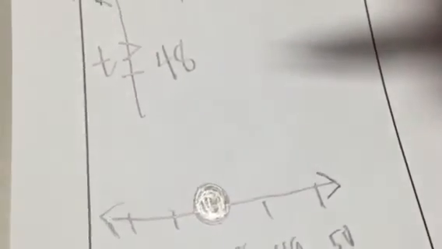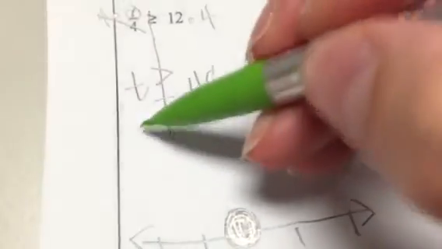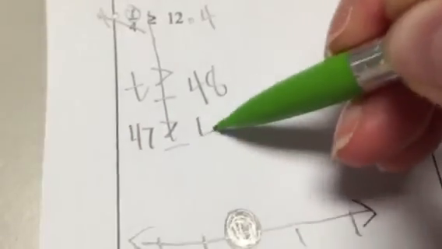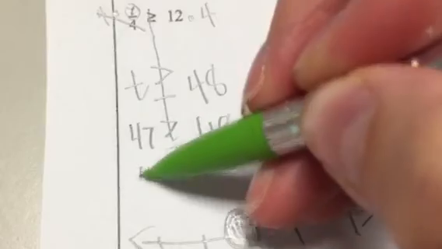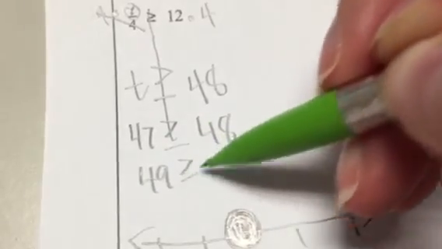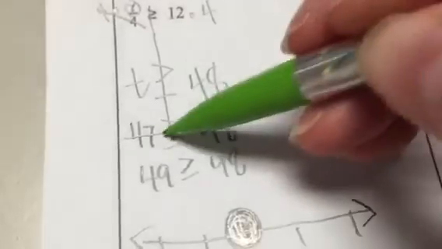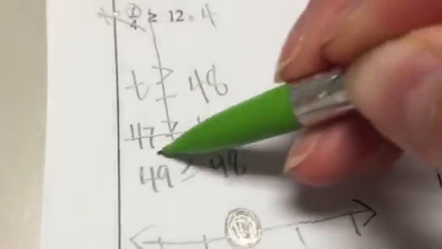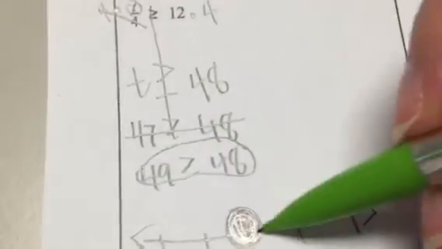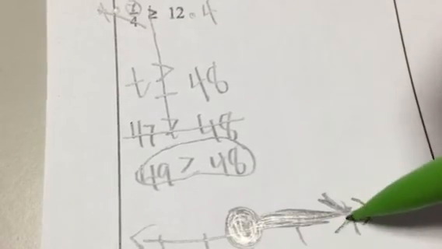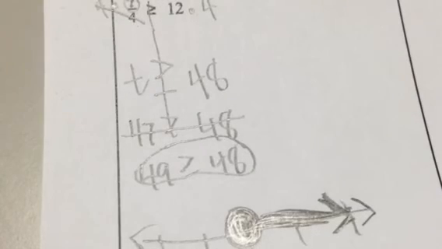Then I'm going to try some different values for t. So I'm going to put in one smaller, 47 is greater than or equal to 48, and one larger, 49 is greater than or equal to 48. So that one doesn't make sense because 47 isn't bigger, but 49 is. So that tells me my arrow will point towards these values. All right, hopefully that will help you do the rest.